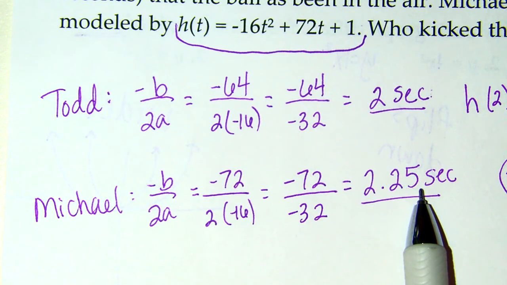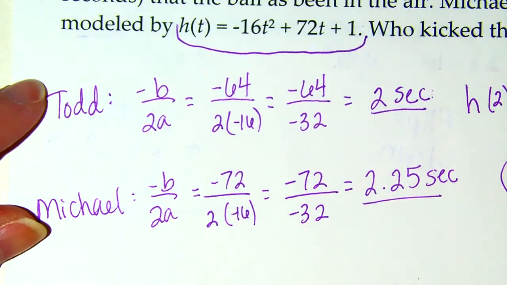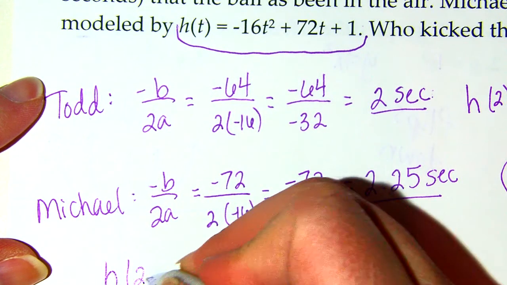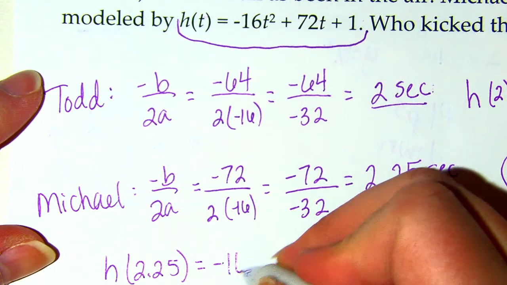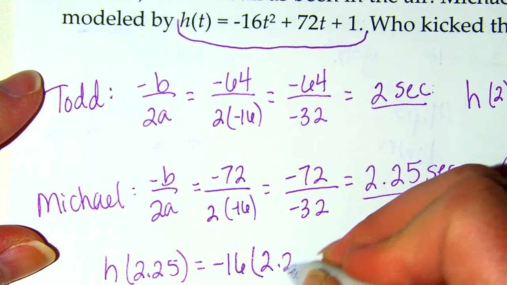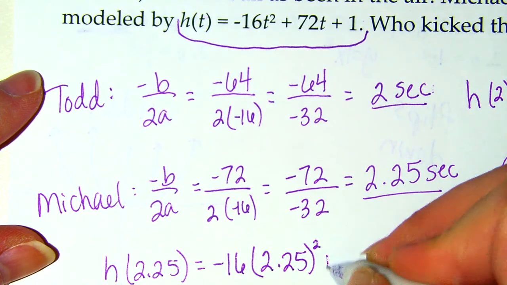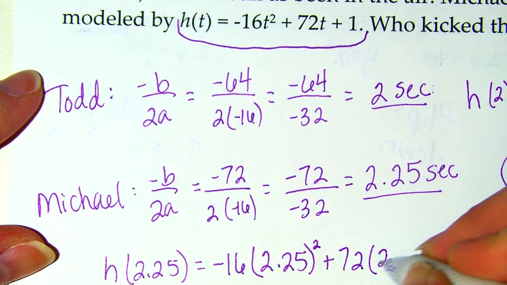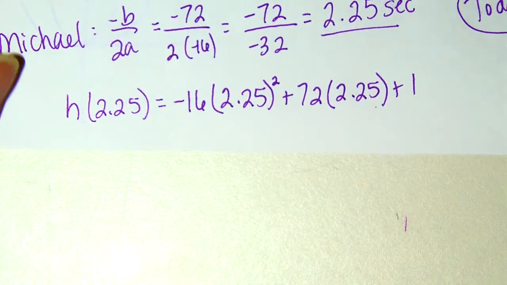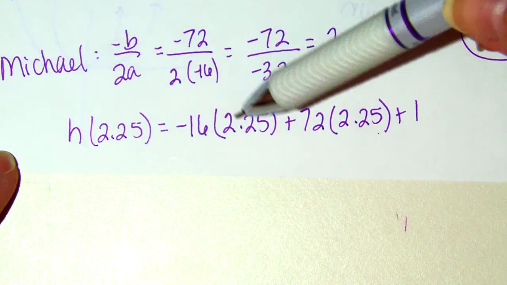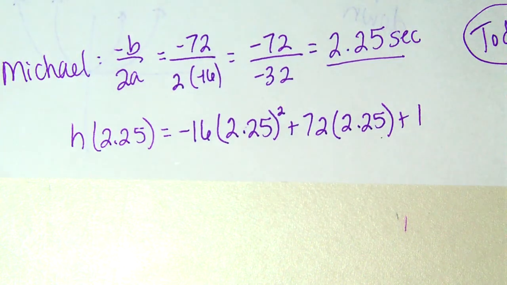So now we need to plug that in and see what the height was after 2.25 seconds. So we're going to plug it into this equation. H of 2.25 equals negative 16 times 2.25 squared plus 72 times 2.25 plus 1. Okay, I can't do this one in my head, so I'm going to need your help. So 2.25 squared, type that in, and then do times negative 16. And tell me what you get there.